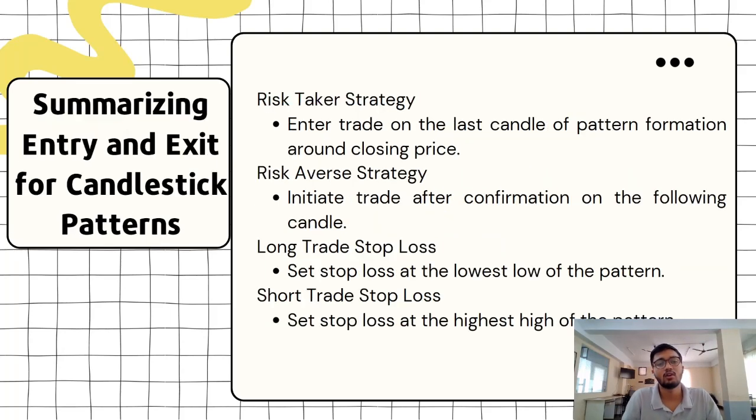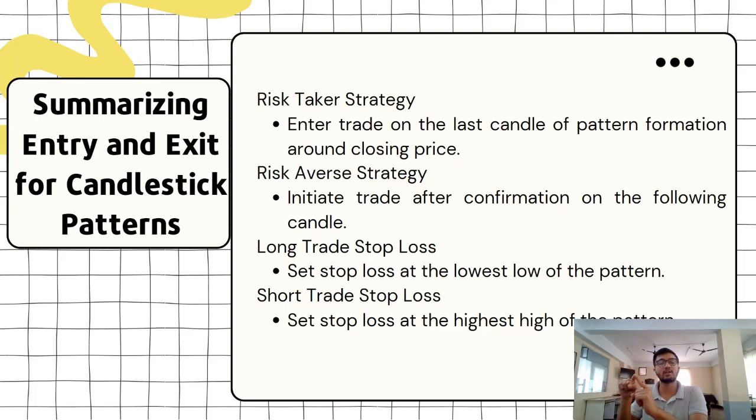So, summarizing entry and exit for candlestick patterns. The risk taker strategy is that as soon as you see the pattern, you enter the trade. A risk averse strategy is to wait for the next confirmation. For example, if you see a morning star, you don't have to enter the trade immediately. The next day, if another red candle comes, that is a confirmation that the trend has reversed, and then you can take a trade.